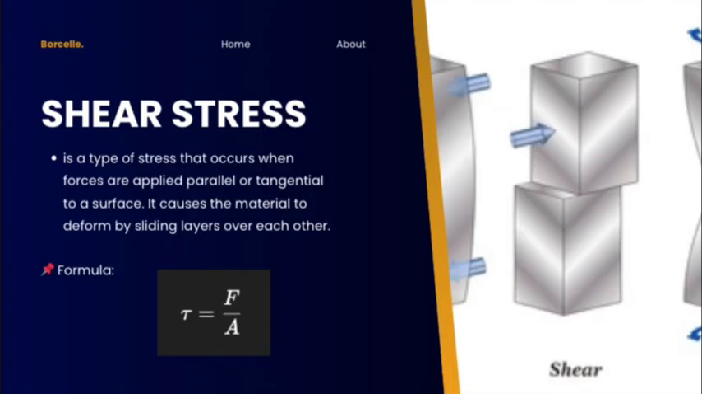What is shear stress? It's a type of stress that occurs when forces are applied parallel or tangential to a surface. It causes the material to deform by sliding layers over each other. The formula of shear stress: shear stress equals force applied parallel to surface over area which the force acts.